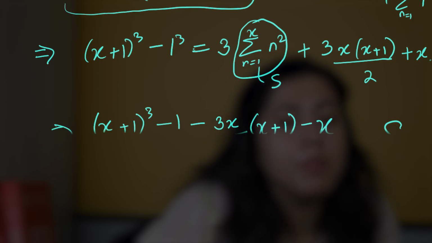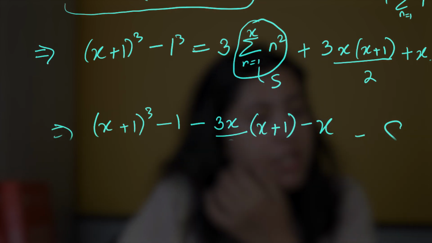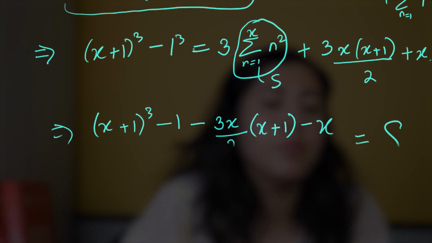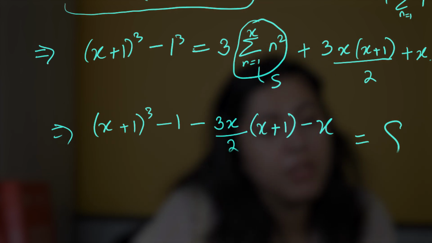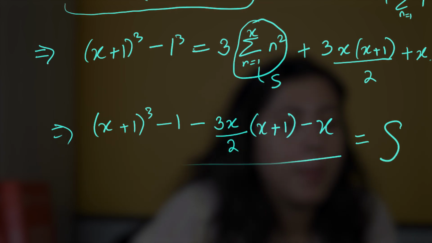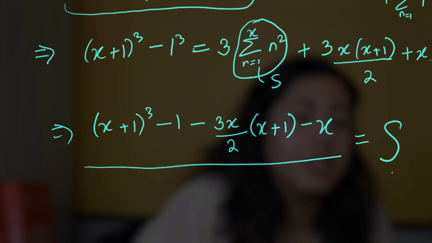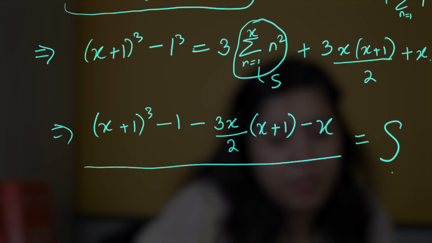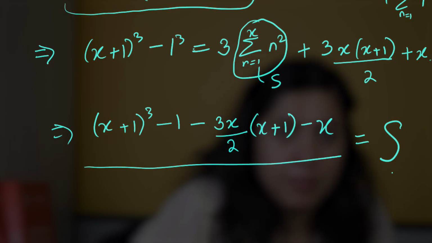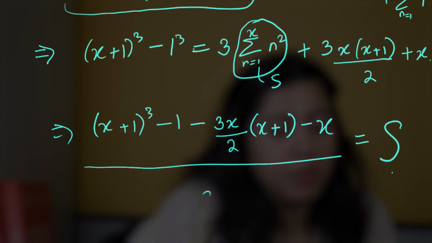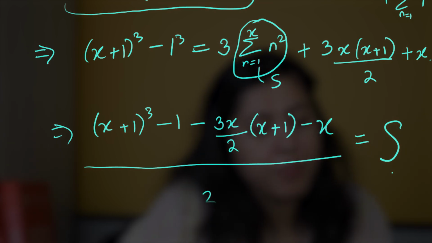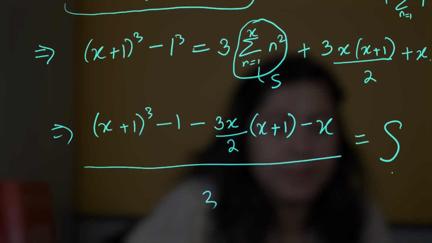Plus 3 times summation of n, n is equal to 1 to x. That means that is the sum of first x natural numbers, which can be written as x into x plus 1 divided by 2. And the sum of n is equal to 1 to x of 1, or any constant, is given by constant times the number of terms we have. So that will be plus x.